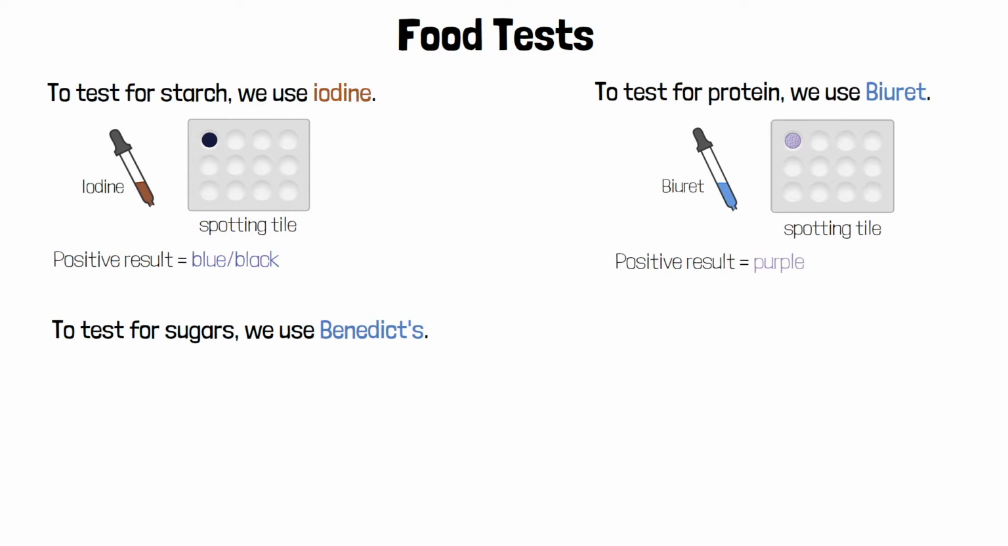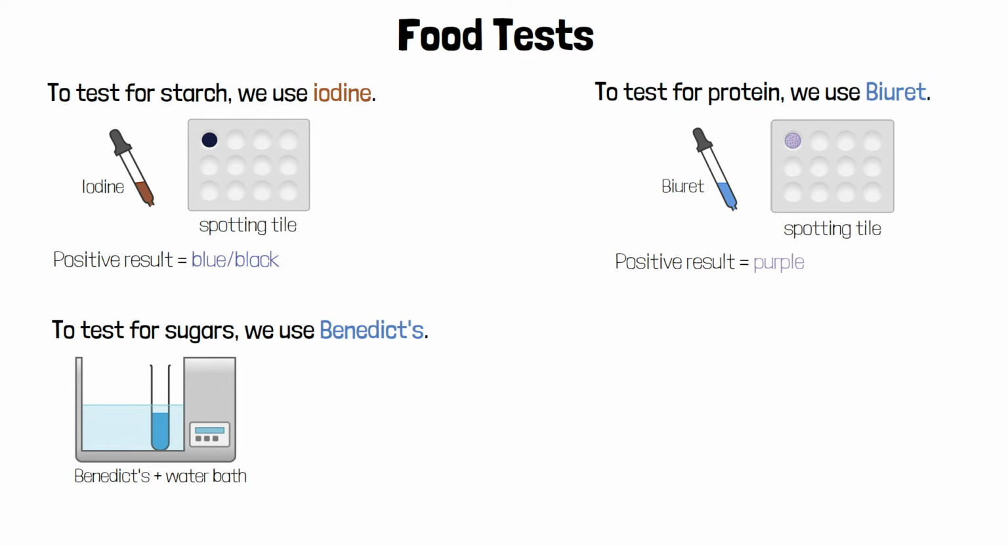To test for sugars such as glucose, we use a blue solution called Benedict. We add a few drops of Benedict to the sample in a test tube, then place it in a water bath at around 95 degrees. The colour change that occurs depends on the amount of sugar in the sample.